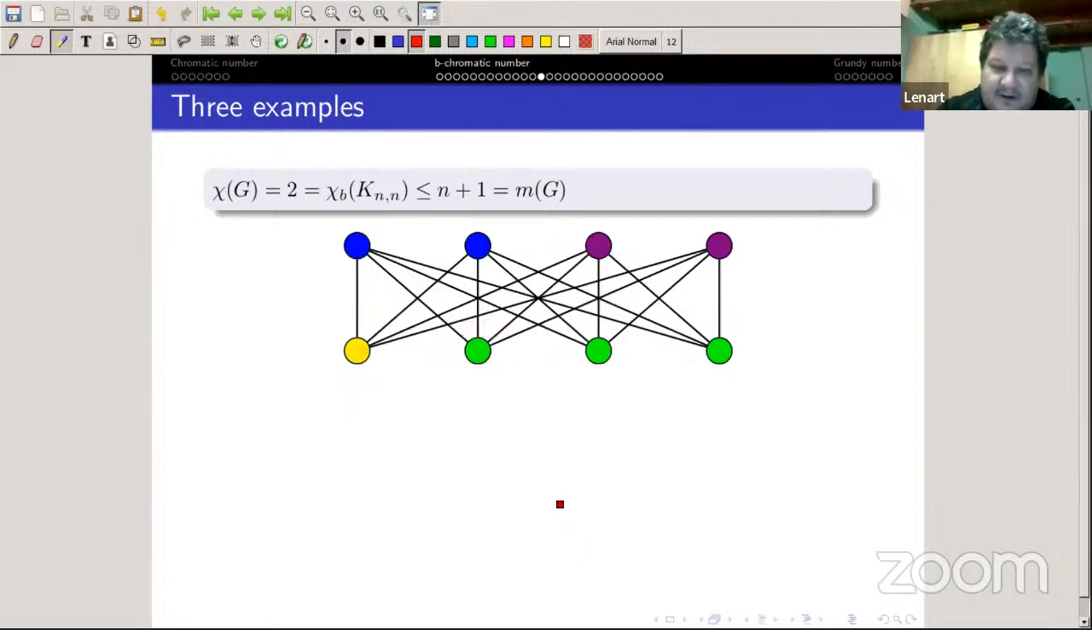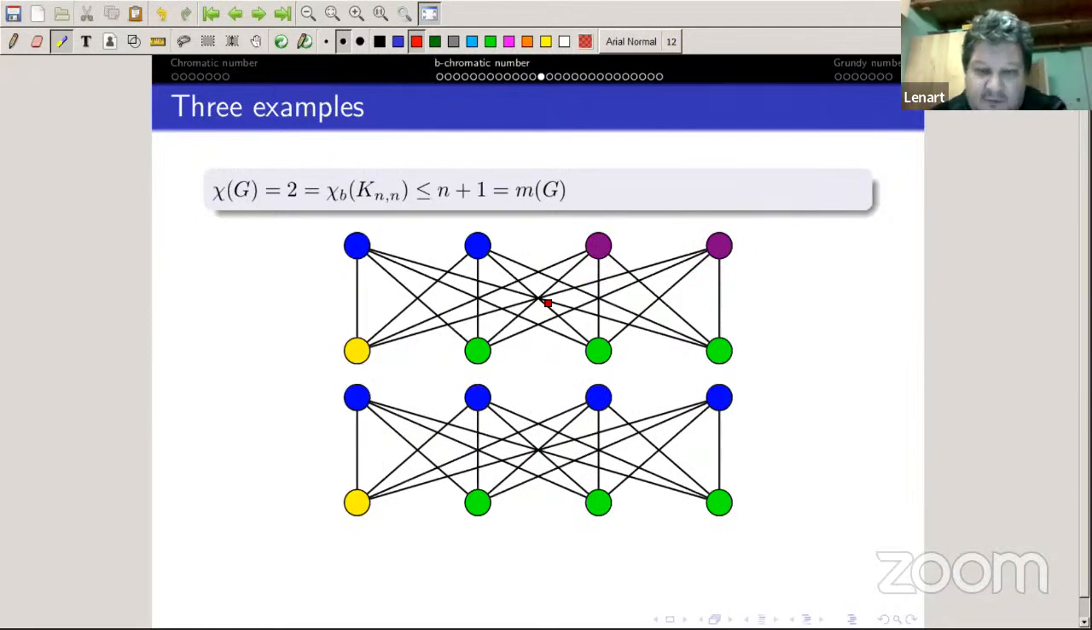Now, next step, blue and violet. Violet are not B vertices because they have no blue color, and they can be recolored into blue. And finally, green vertices have no B vertex because yellow color is not in their neighborhood, so they can be recolored by yellow and we obtain that. And that's the only possible thing for a complete bipartite graph, and therefore we have these equalities here.